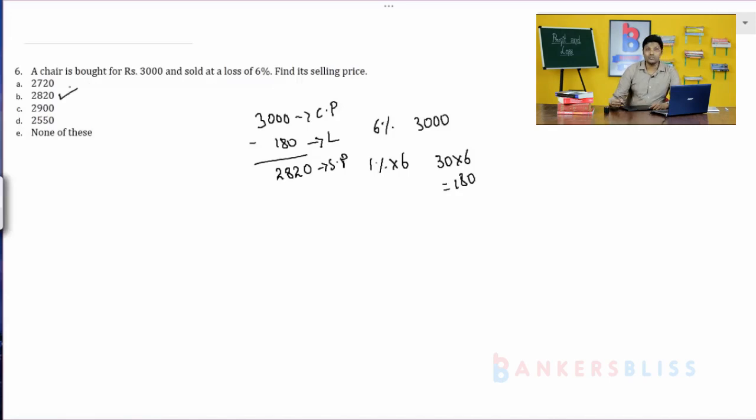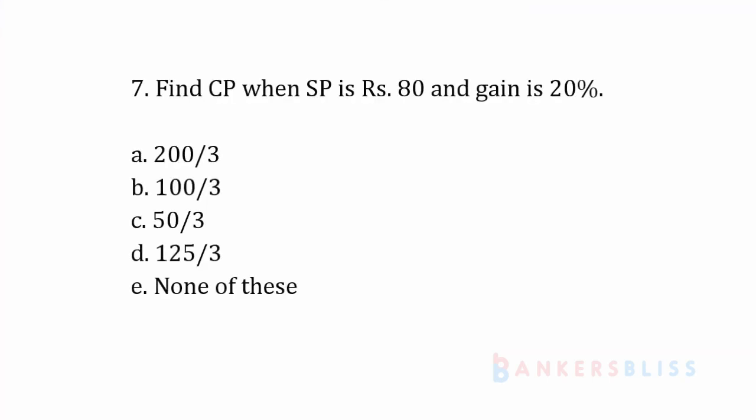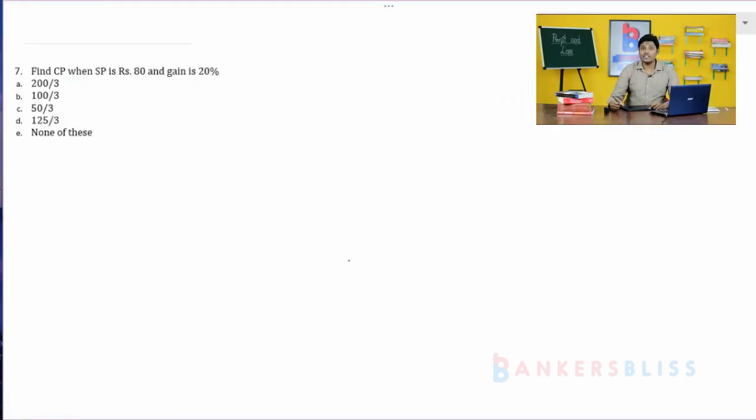See, how to solve these types of problems I have already explained in detail in the introductory part. So please go through the introductory part in detail and you can easily solve these problems. Okay, fine. Let's go to the next problem. Problem number 7. Find CP, meaning calculate the cost price when the selling price is 80 and the gain percentage is 20%. These types of problems we have already discussed in the introductory part.